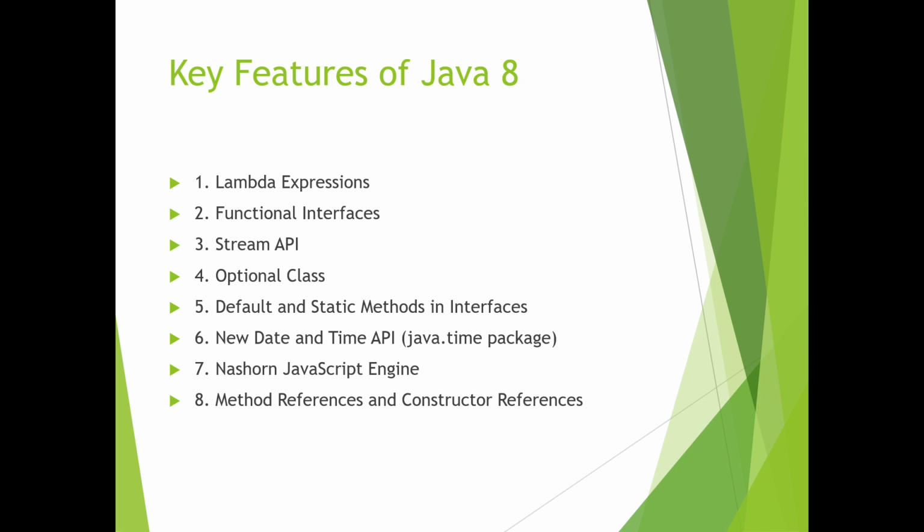If lambda is the shortcut, then the functional interface is the road it needs. A functional interface has only one abstract method. If an interface has only one abstract method, then it is called a functional interface. Also, you can use an annotation before the interface name.